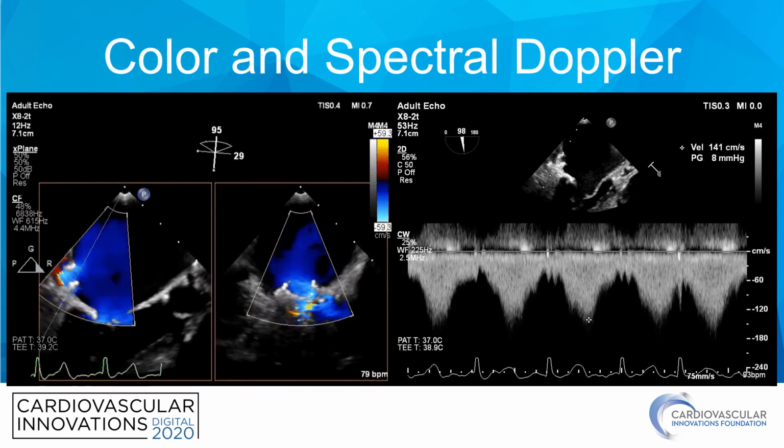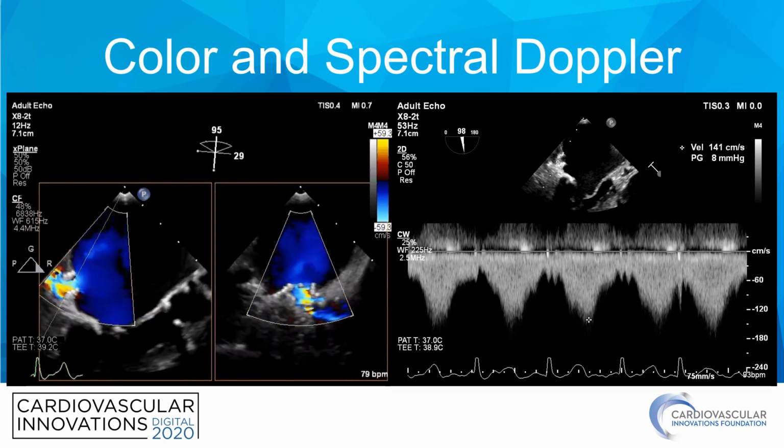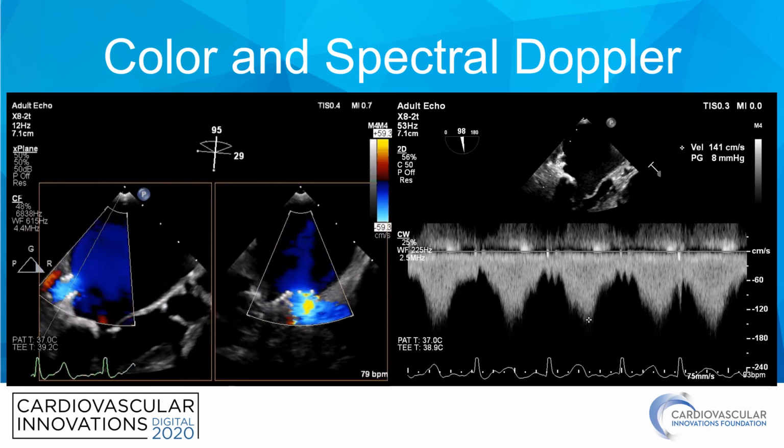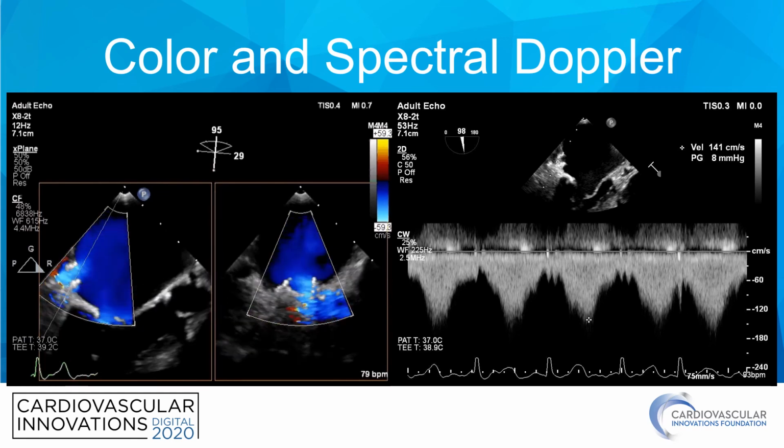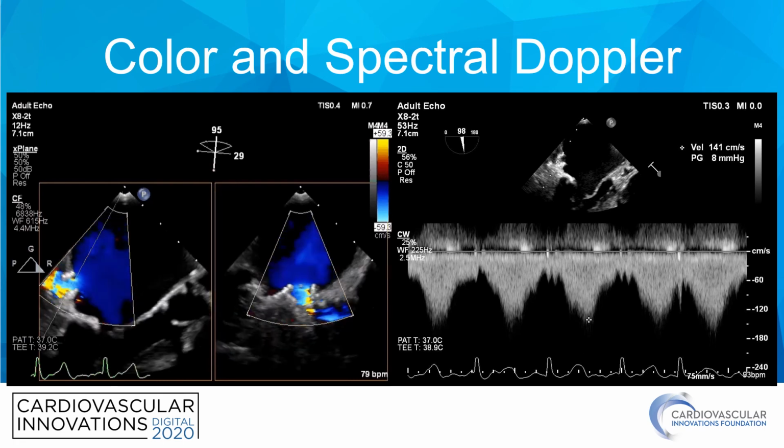Using 2D X-plane imaging, the shunt can also be demonstrated in multiple views, and Doppler here shows an 8 mm of mercury peak gradient between the left atrium and coronary sinus.